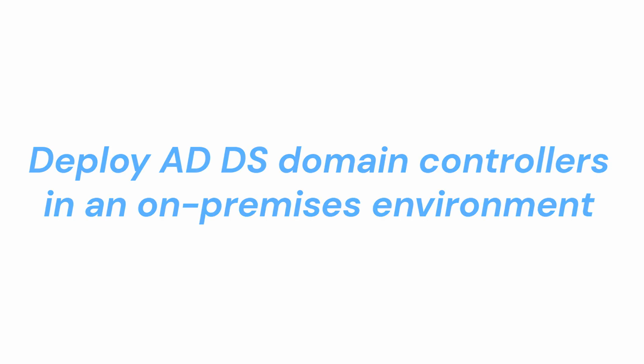Deploy ADDS domain controllers in an on-premises environment. The domain controller deployment process has two steps. First, you install the binaries necessary to implement the domain controller role. For this purpose, you can use Windows Admin Center or Server Manager. At the end of the initial installation process, you have installed the ADDS files, but not yet configured ADDS on the server. The second step is to configure the ADDS role.